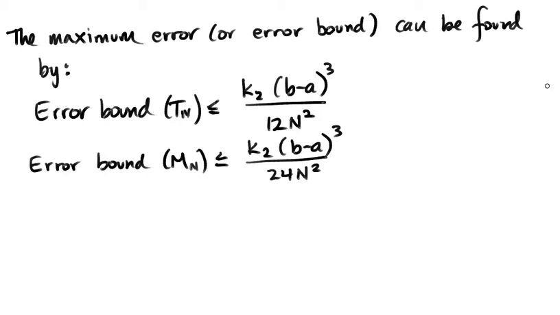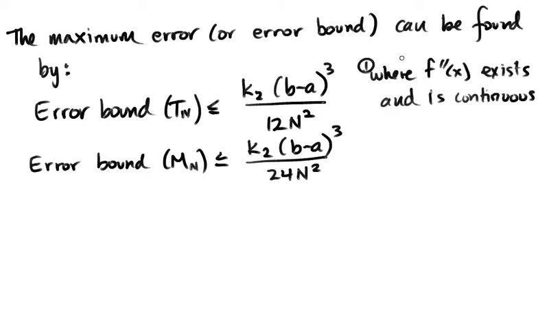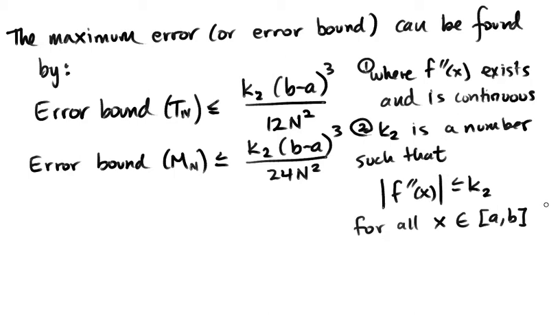There's a couple conditions on these error bounds, so let me state those as well. One of those is that the second derivative has to exist and be continuous, and the other one has to do with this K sub 2. We have to find some K sub 2 number. It's any number that we want, but we have to find some K sub 2 number such that the second derivative's absolute value is less than or equal to that K sub 2 for all x's in that interval. And we'll take a look at an example of what that means. I know these formulas are looking pretty complicated and pretty intimidating, but they're actually pretty easy to calculate.